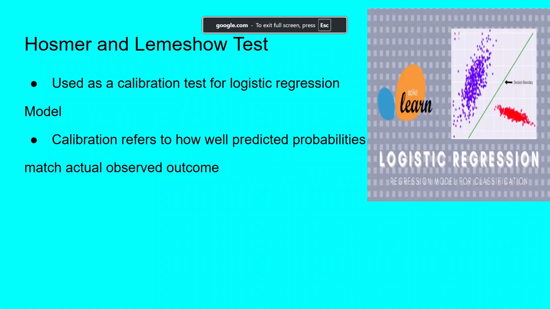Hello guys, today we are finding out the calculation behind the Hosmer and Lemeshow goodness of fit test. This test is used as a calibration test for logistic regression models. Calibration refers to how well predicted probabilities match actual observed outcomes. Today we will see how the Hosmer and Lemeshow test works.